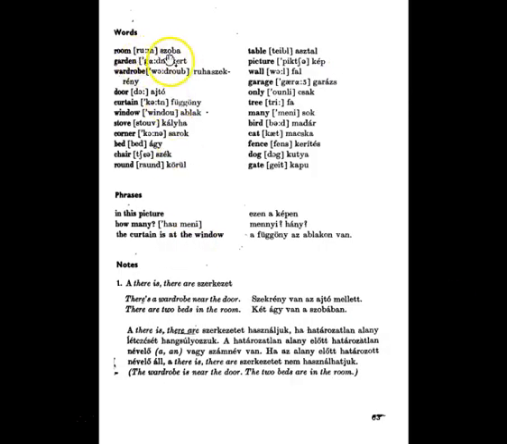Make sure that you read all the words and the phrases and write them down into your dictionary notebook.